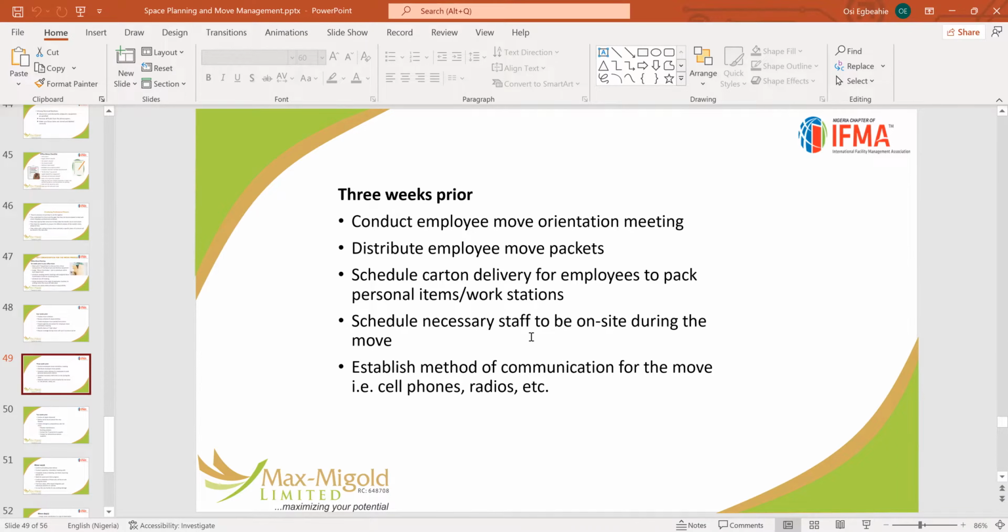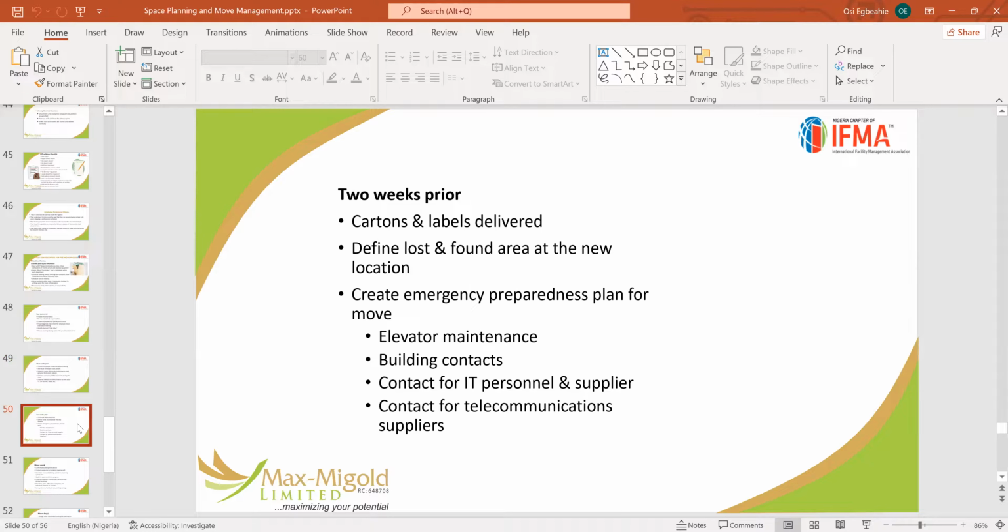Schedule necessary staff on site visits, and also establish a method of communication depending on how you want to run, either by mobile phones or radio. Two weeks to the move: make available cartons and labels to be delivered to different persons in the building, and define the lost and found items location, so that when anything is lost or found, they just go and drop it where you have designated, either at the old office or the new office.